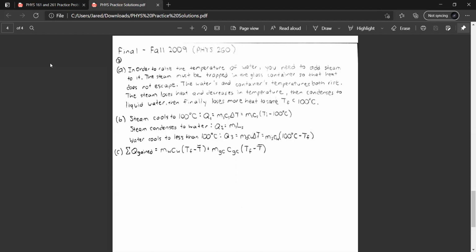temperature, the equilibrium temperature, minus the starting temperature T bar, plus the mass of the glass container times the specific heat constant of the glass container times the same temperature expression used for water, since they both start and end at the same temperatures, Tf minus T bar, is equal to this expression. That will be our summation of heat gained.